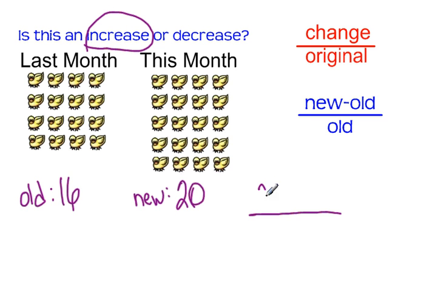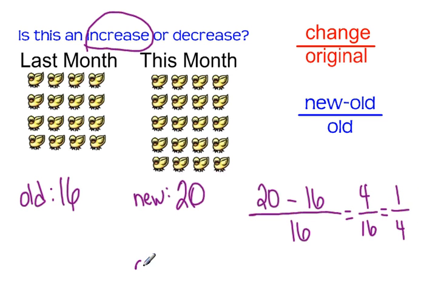So the new number, 20, take away the old number divided by the old number. 20 take away 16 is 4, and the denominator stays the same. And 4 over 16 is going to reduce to 1/4. And then I need to remember what I said on the last page. Our answers are going to be percents. So what is 1/4 as a percent? This is a 25% increase.